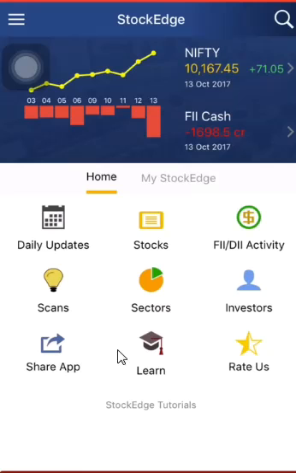And then you can share this app, and there is the learning part, wherein you can learn from the various modules these guys have created, the guys from Stockedge. One more section you have here is My Stockedge.